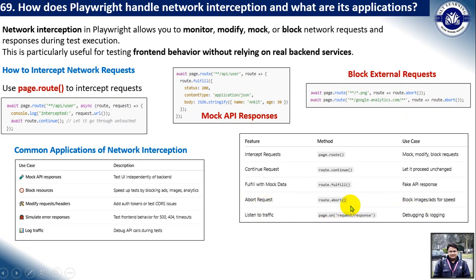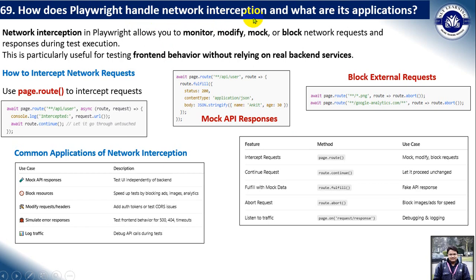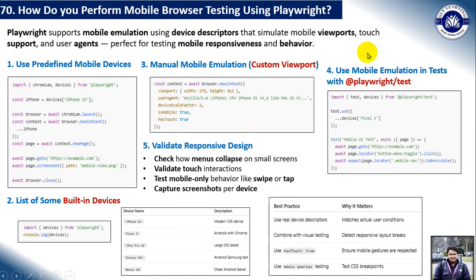So this will help debug all the test cases. Page.on will take all the requests and responses and log them in our test report. Okay, so this is how we can handle network interception on the application side.